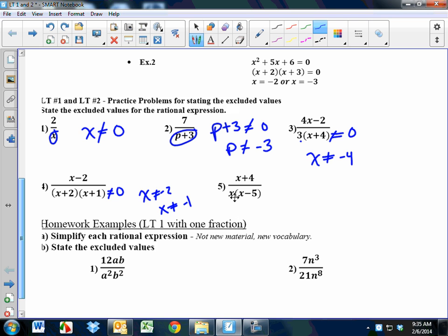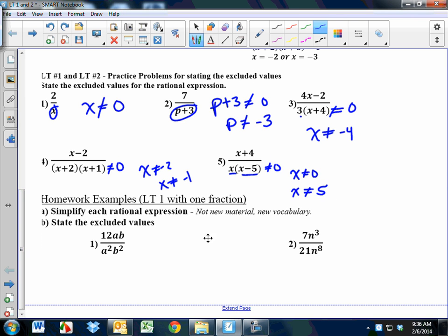And then finally, number 5, the zero product property here, again, would say x or x minus 5, neither of those can be 0. So x can't be 0, and x minus 5 can't be 0, so x can't be positive 5. So that's the first page, excluded values. This is old stuff, so I'm not going to really mess with that. I'll move on to the next page.